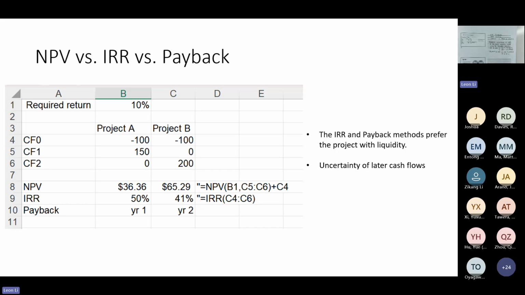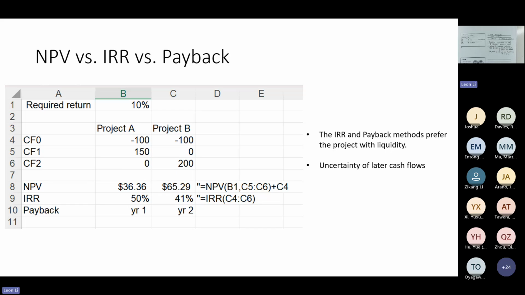Payback versus NPV. The key advantage of payback is that it is easy. And payback and IRR will prefer the project with liquidity. So you can see project A has high liquidity, because the payback period of the project is year 1. That means you don't need to estimate the cash flow at year 2. So I hope students can use the calculation result to answer the concept.